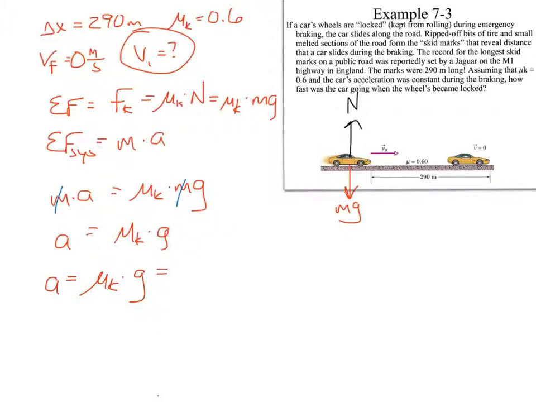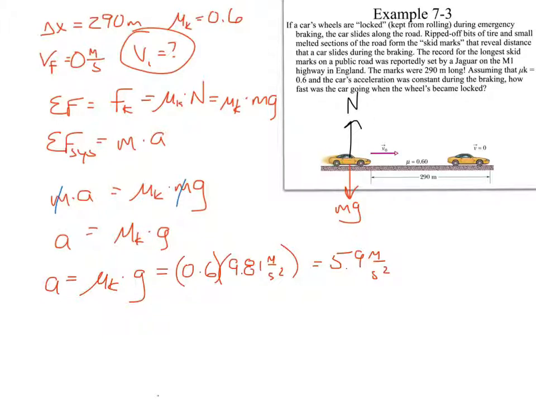All right, what's our mu k? What's our coefficient of kinetic friction? That's 0.6, no units, right? It's just a coefficient. And of course, g is 9.81 meters per second squared. All right, what do we get for our acceleration of the car? 0.6 times 9.81, I get 5.9 meters per second squared.